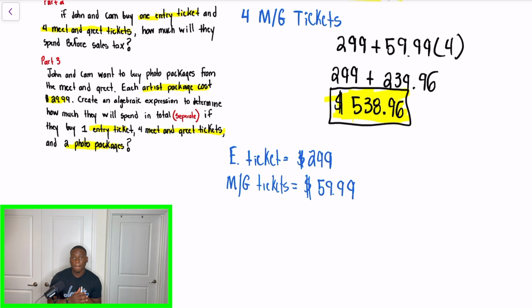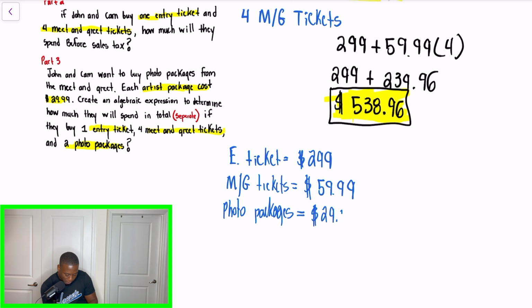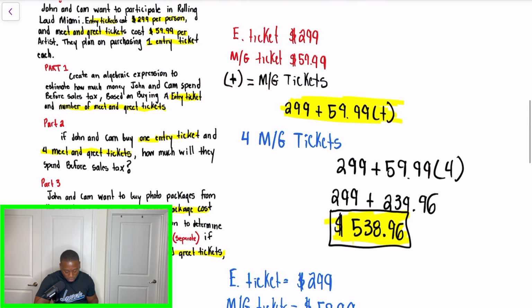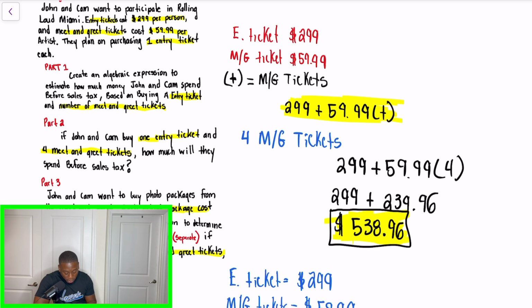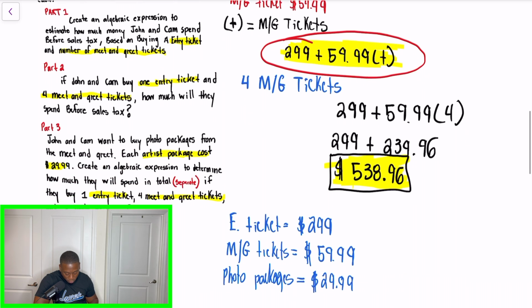But understand that all we're doing in this problem here is building off the previous problem. And this is what I mean. And then we're going to talk about the photo packages. So in this expression, they already told us that, or not told us, but they already have us go and find the expression for the entry ticket and the meet and greet tickets. Now they're just asking us to bring in the photo packages. So basically, we could take our previous expression. That's why I scrolled up, right? We could take his previous expression, I'm circling in red, and we could just build on it. So that's what I'm going to do, okay?